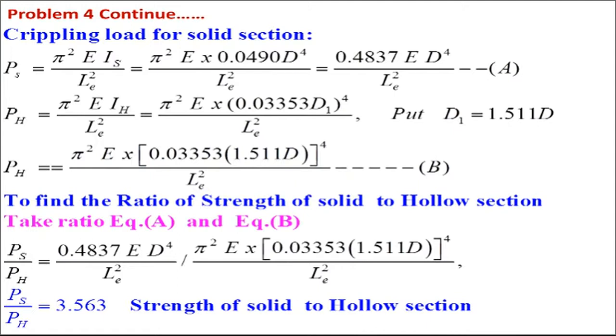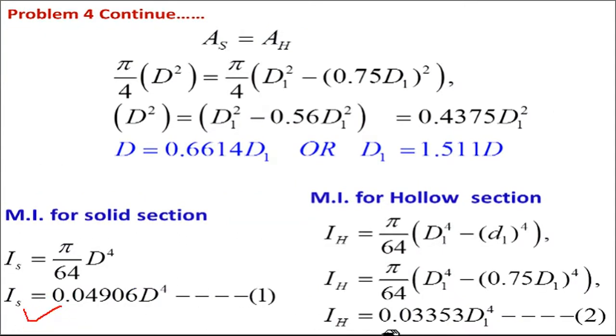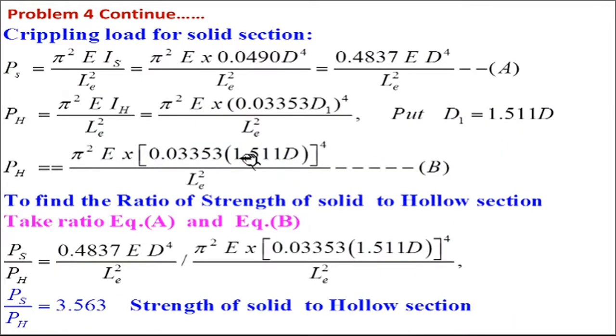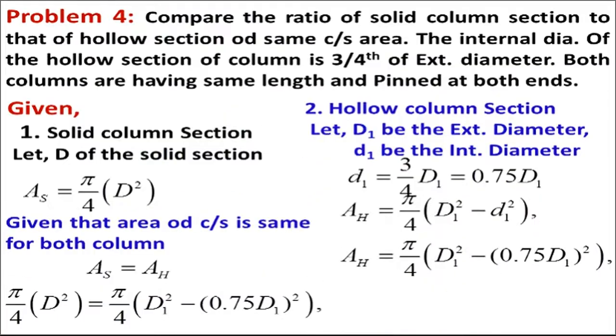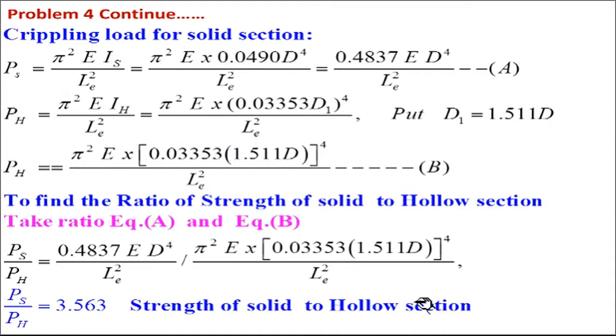So now we have both the values of moment of inertia, for the solid one and for the hollow one. Now what is given here, what do you have to calculate in the problem? Compare the ratio of the solid section to that of the hollow section. Here you have to take the strength ratio. Strength means the load carrying capacity when it is solid, and the load carrying capacity when it is a hollow circular one. So in both cases you have to calculate the loads.